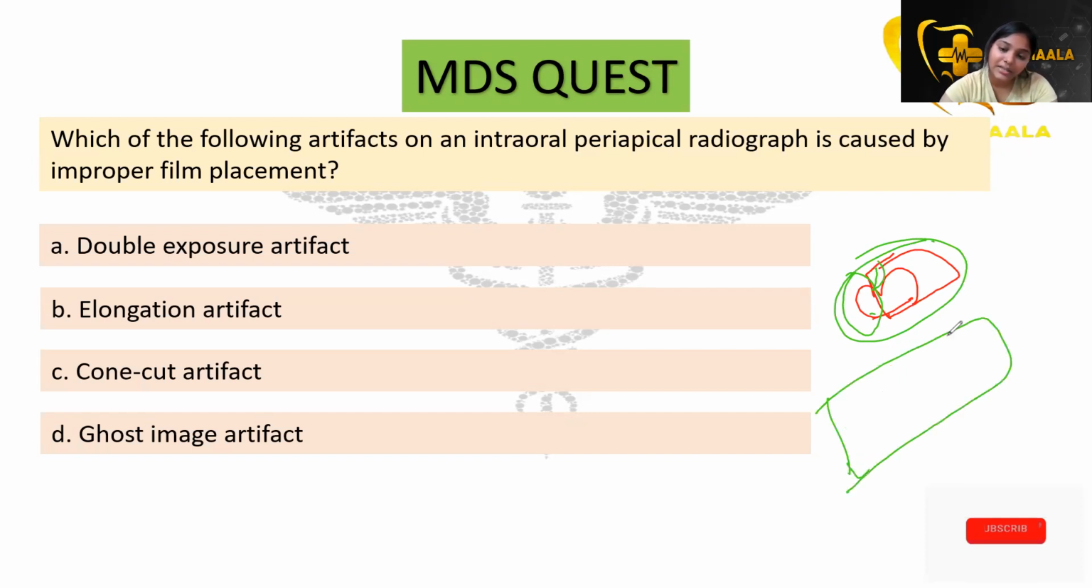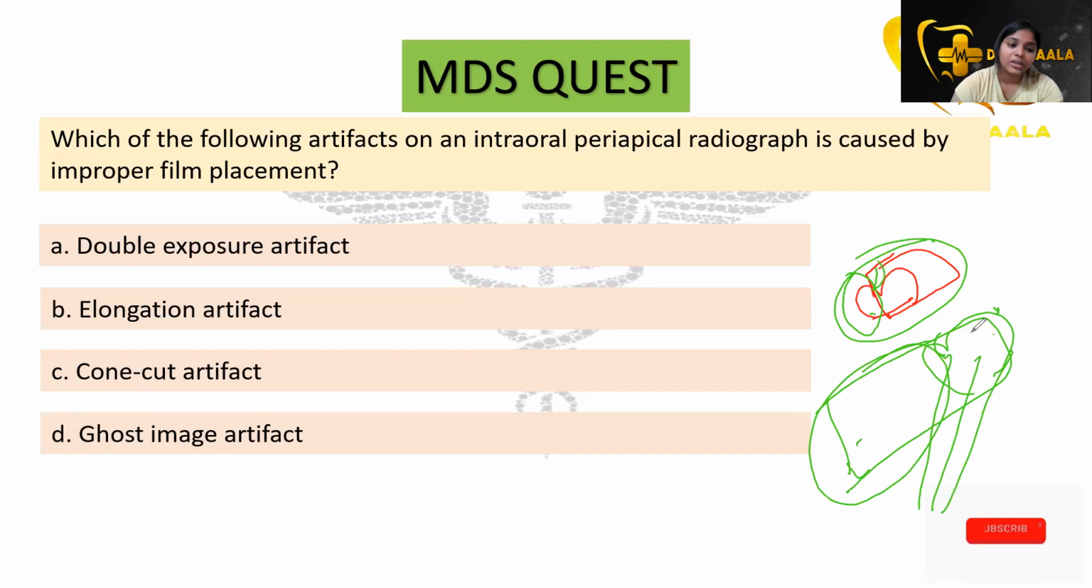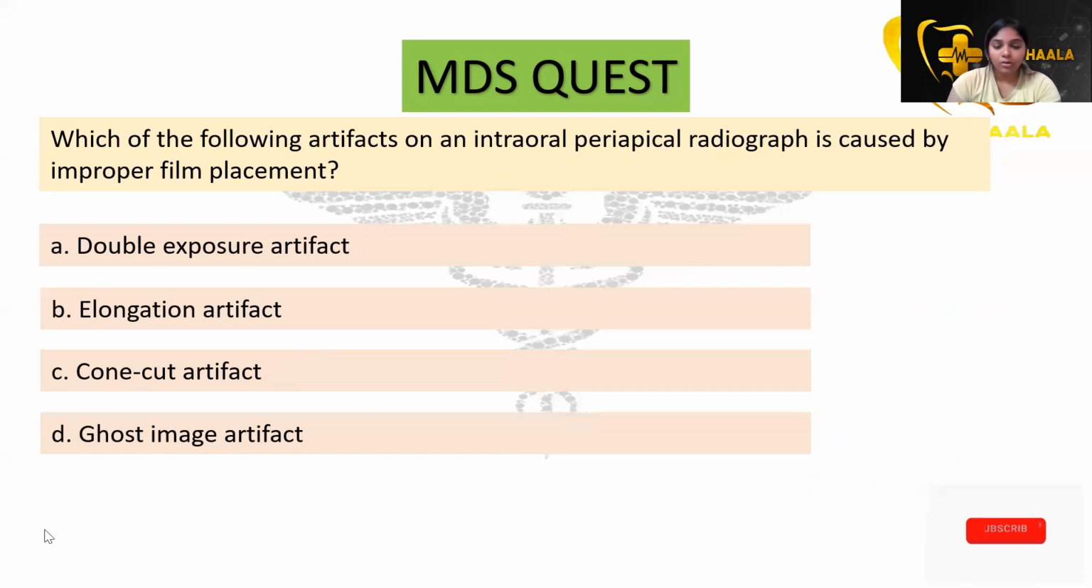And sometimes when the film is placed and the object of interest is somewhere else, like I have my tooth here, but I have placed film here, and I am projecting x-rays towards this tooth, then this and all will become black, right? It will not be shown on the film. So for this, the correct answer will be cone cut artifact. So this is a very common artifact which we get not only in x-rays, even in digital x-rays, while doing our root canal treatments.